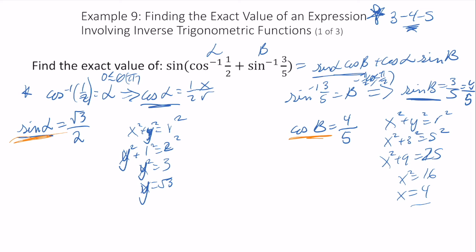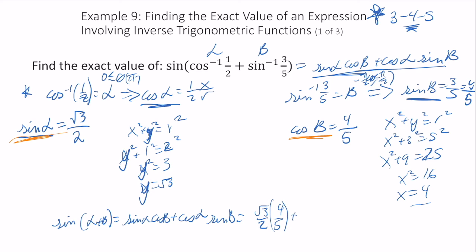Now I can solve this, right? I'm substituting in. So if I have sine alpha plus beta, that's sine of alpha cosine beta plus cosine alpha sine beta. Well, sine of alpha is square root of 3 over 2. Cosine beta is 4/5 plus cosine alpha, which is 1/2, times sine beta, which is 3/5. So I get 4 square root of 3 plus 3 over 10 is my final answer.